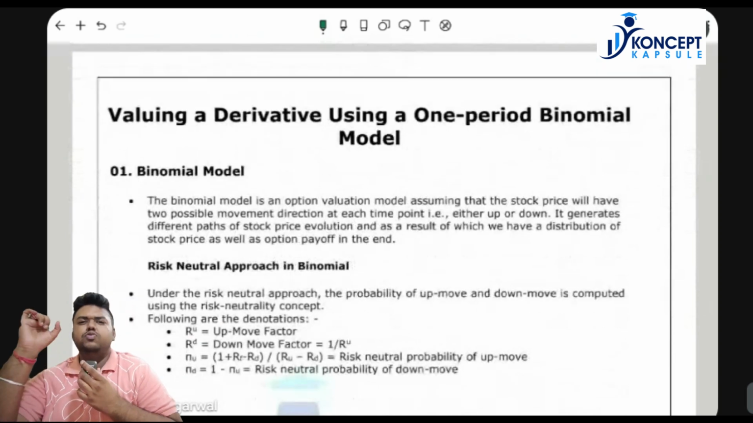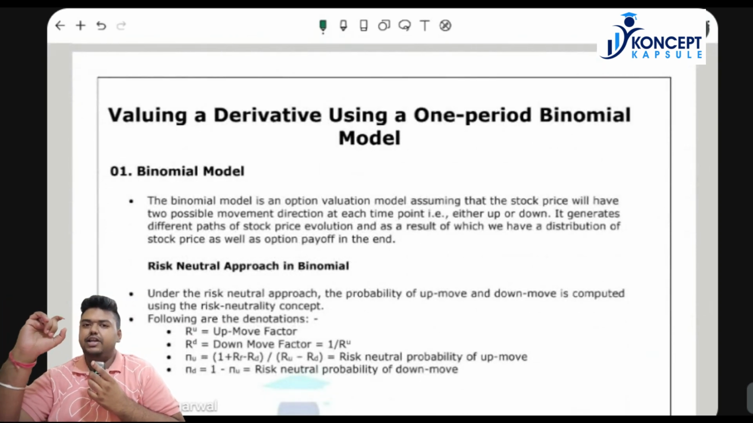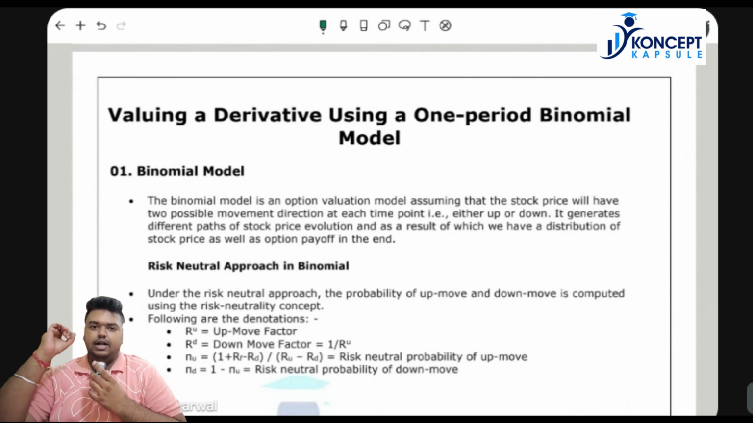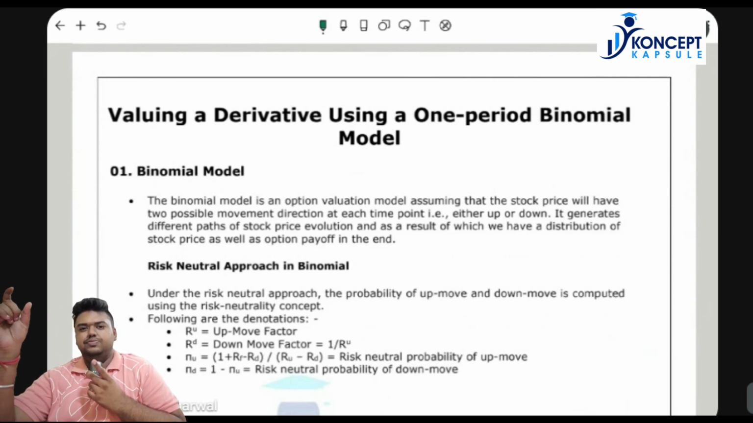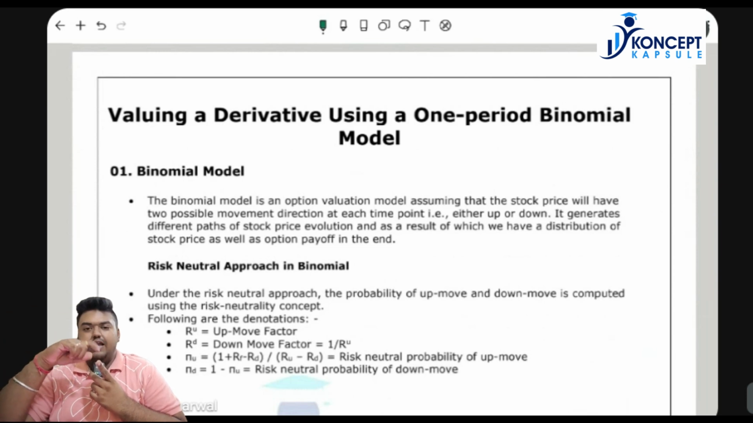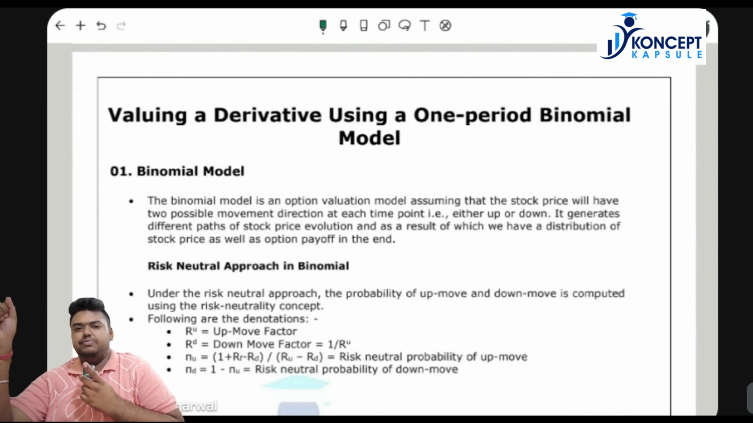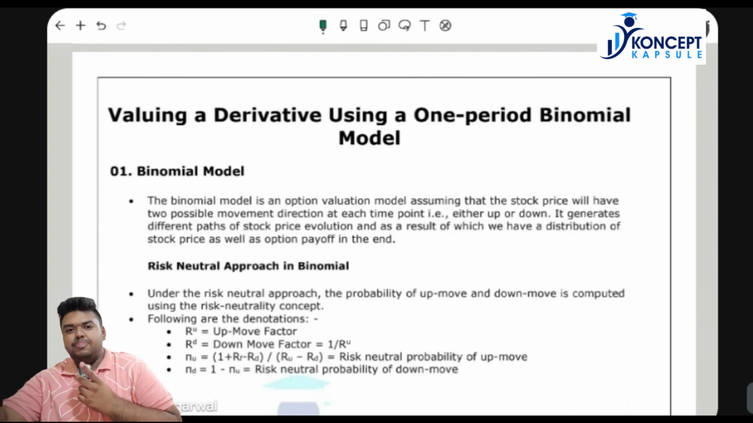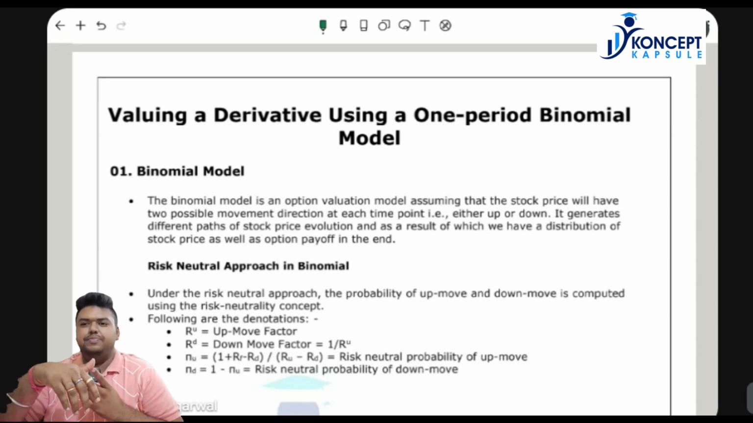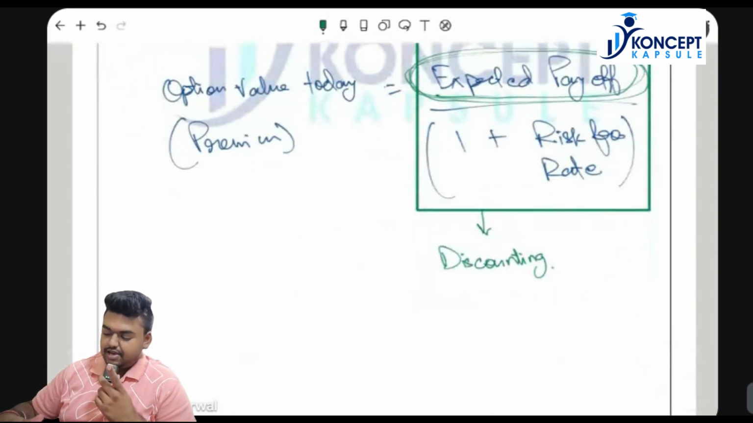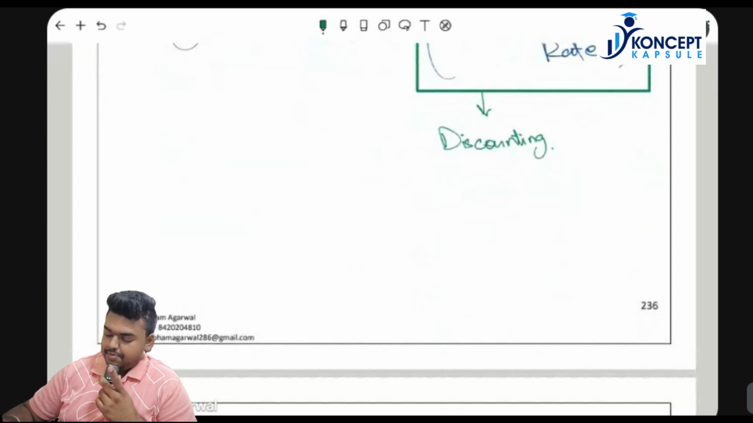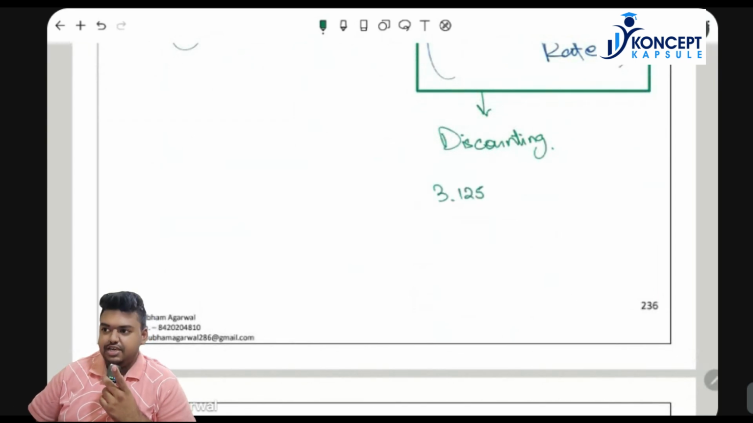And when you watch my time value of money video, you will understand that $1 today is not equivalent to $1 after 1 year. $1 today is more valuable than $1 after 1 year. So basically, $1 after 1 year is less than $1 today. So what are we doing? We are discounting. So basically, if I am earning $3.125 after a year, the value today is 3.125 divided by 1.05.